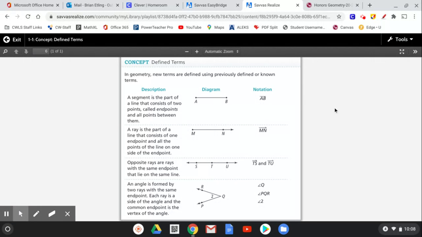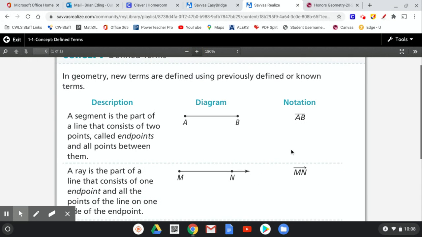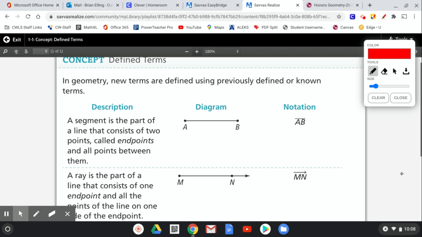And so for this, we have just some different ways to name different things. So we have a segment. A lot of times, guys, we'll be dealing with segments because, again, it's hard to deal with something that's infinite. So if we have a segment, if you notice, it has these two endpoints. It stops at A and it stops at B.